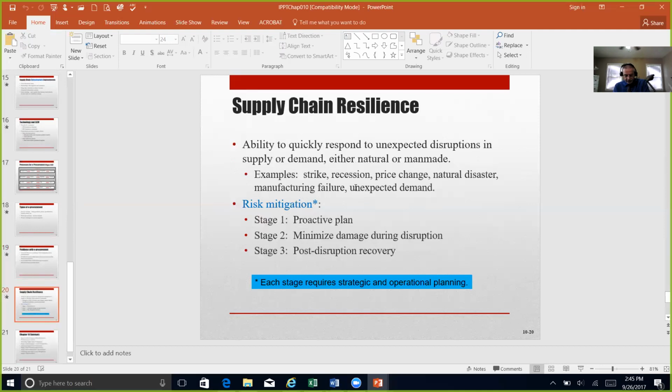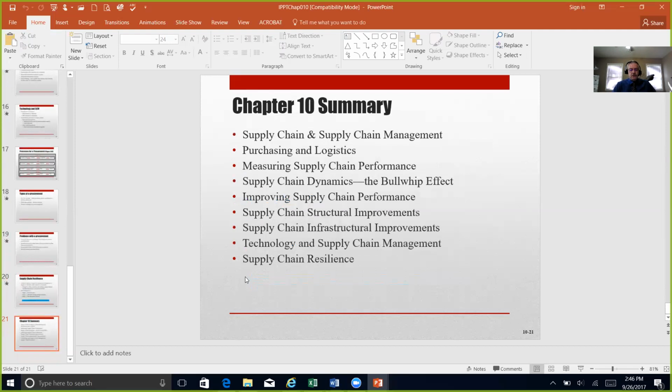And we define supply chain resilience as the ability to quickly respond to unexpected disruptions in supply chain or demand that can either be, again, natural or man-made disasters. One of the risk mitigation strategies that they indicate here, and that you will also see over on page 246 and 247 in figure 10.7 and 10.3, deals with the various stages of resiliency. What's going to be the proactive plan? How do we go about minimizing that damage? And what's going to be our post-recovery, where you see that again, figure 10.7 and 10.3, but goes into more detail with reference to this particular topic.